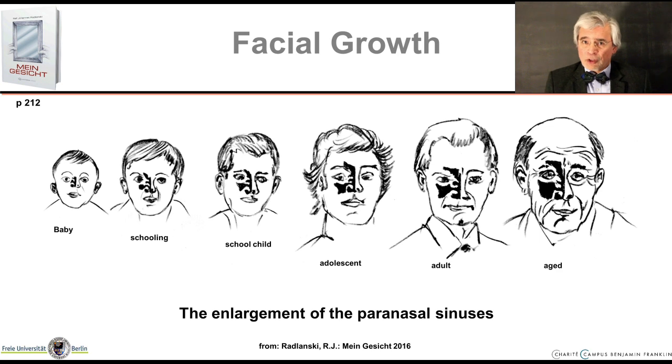And in the school child then, the maxillary sinus has already spread throughout the maxilla, and it is about the size of a chestnut. And in the adult, it has increased significantly in size, and in old age, it almost completely hollows out the maxilla.